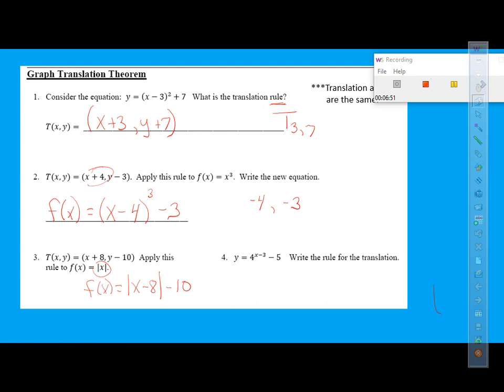Same thing with your number 4. Write the rule for this translation. Well, every point here, that minus 3 is going to move my graph over 3 units, and then it's going to move it down 5. So the translation rule will look like this. Every point, the x coordinates have been increased by 3. Every y coordinate decreased by 5. So there's our first 4.